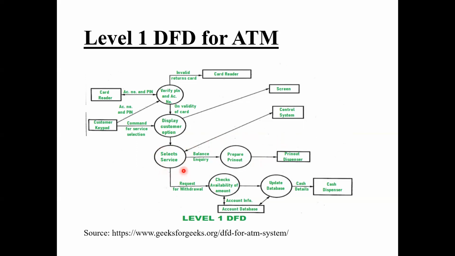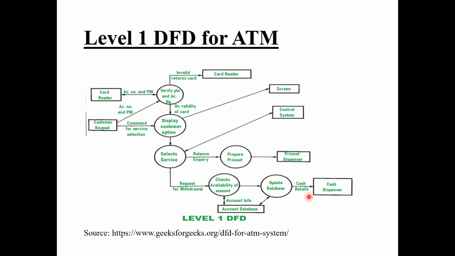Then if you select a different service, like you request a withdrawal or choose the cash withdrawal option, it will check your account to see whether you have a sufficient amount. Suppose you enter 20,000 but your account doesn't have that much money, so it will be declined. So it will check the account database. If your amount is accurate, suppose you entered 5,000 and the balance in your account is 20,000, that matches the criteria. So update database and cash details. Then automatically it will ask for the four-digit PIN, and then the cash will be dispensed to the cash dispensation part.